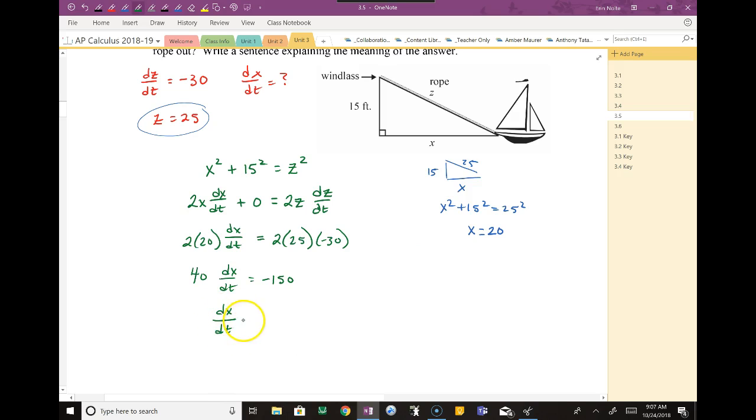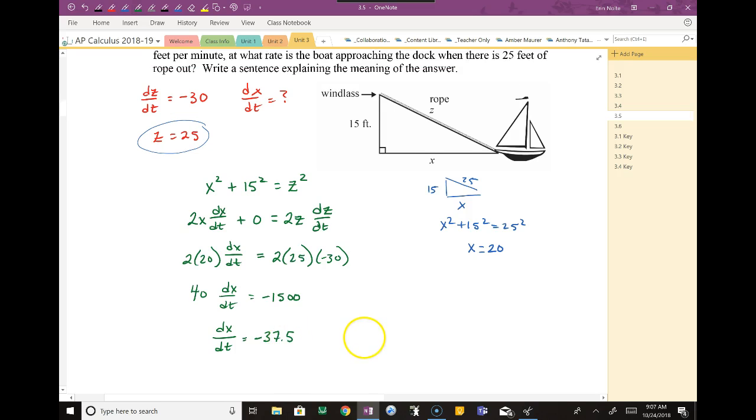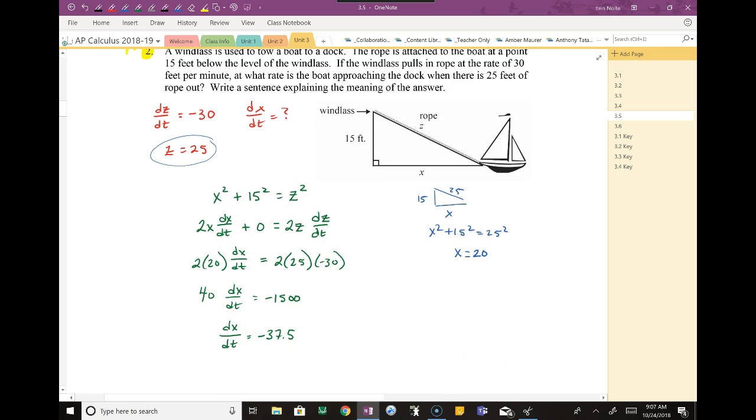What's negative 1500 divided by 40? I don't think that comes out nice. Oh, I'm missing a 0 too, by the way. I missed a 0 in there. So what'd you say? 37. So negative 37.5. Sorry, that was my bad. 37, yeah, because I missed a 0.